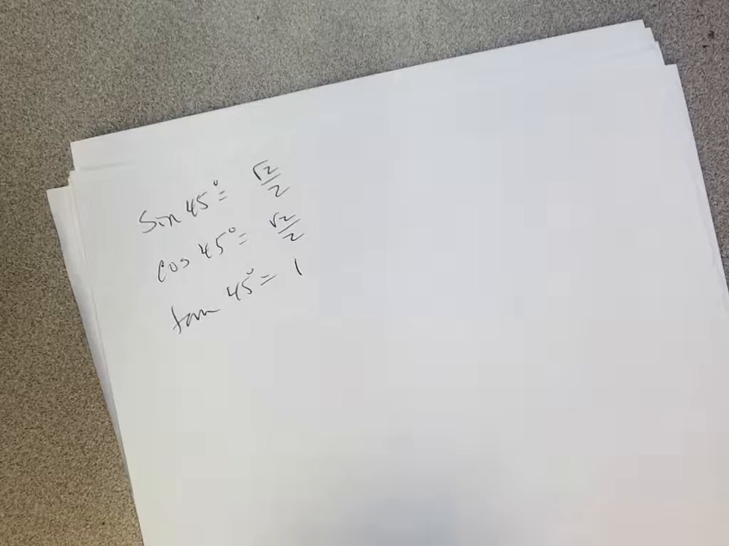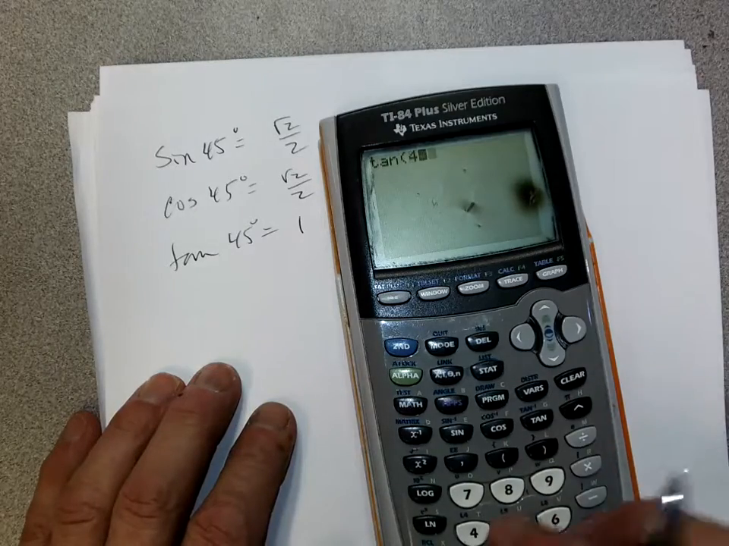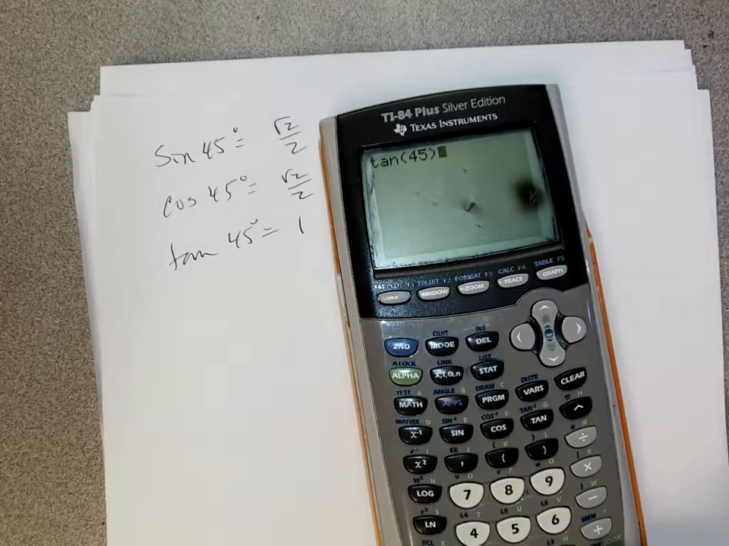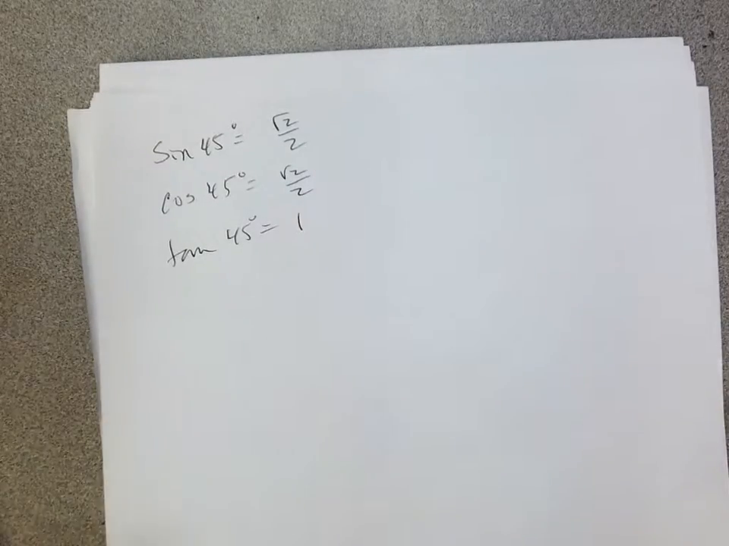So if I do, believe it or not, if I do the tangent, check it out. If I do the tangent of 45, guess what I'll get? I already know. I know 1. It's got to be 1. Boom. I can do trigonometry without a calculator. I'm so smart.